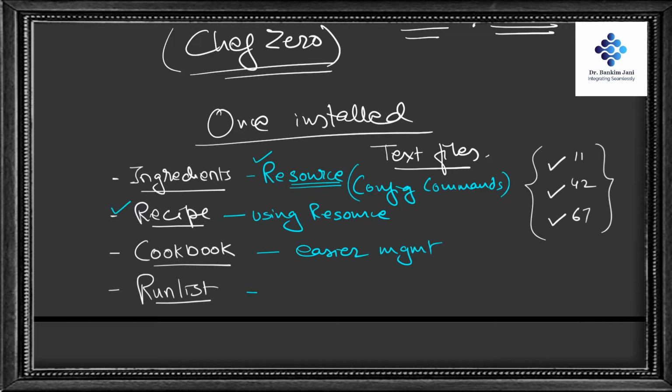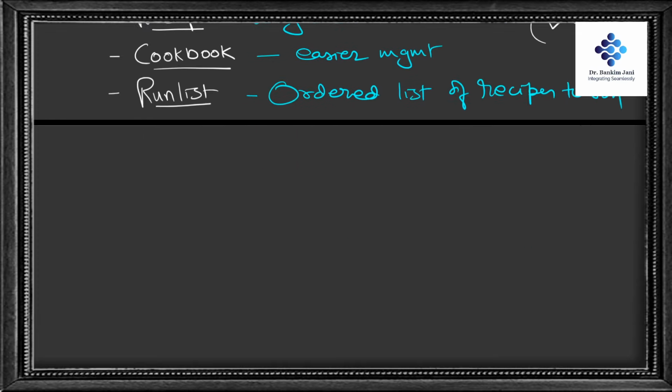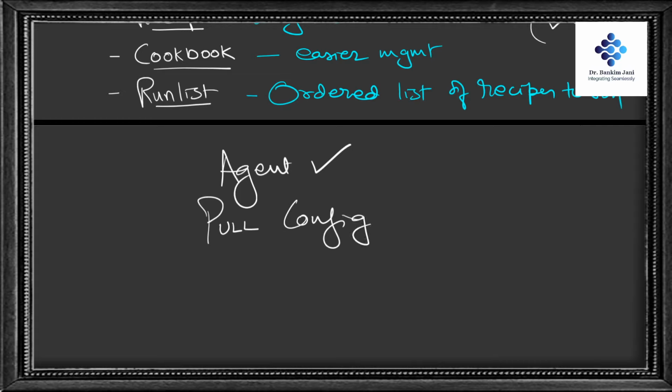So this run list is nothing but the ordered list of recipes to run. So simple, right? And that thing would run on a specific device. Is an agent needed? Definitely. Agent is definitely needed. Without an agent, this thing really won't work. Again, it is based on the principle that is called pull configuration. This is pull configuration.